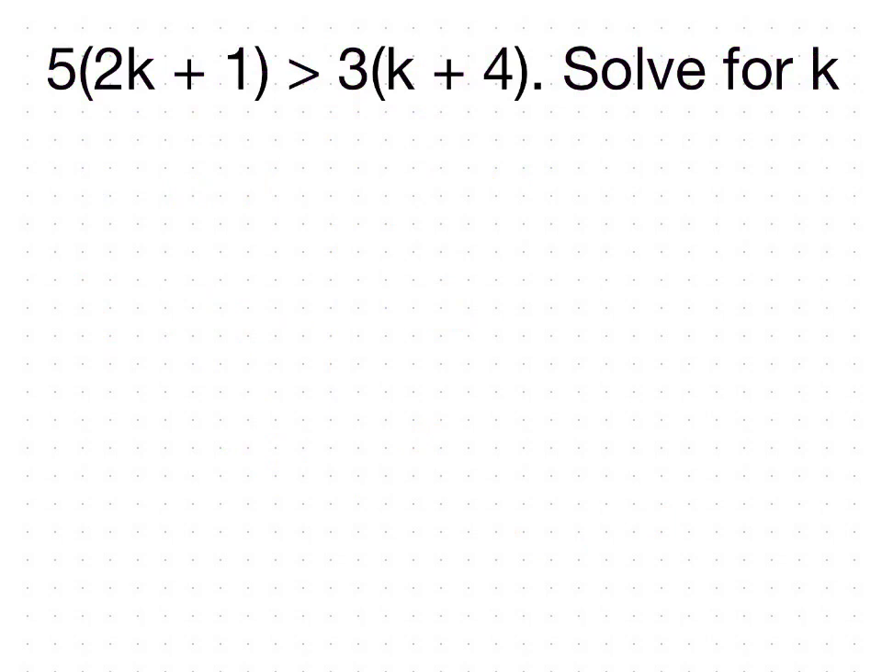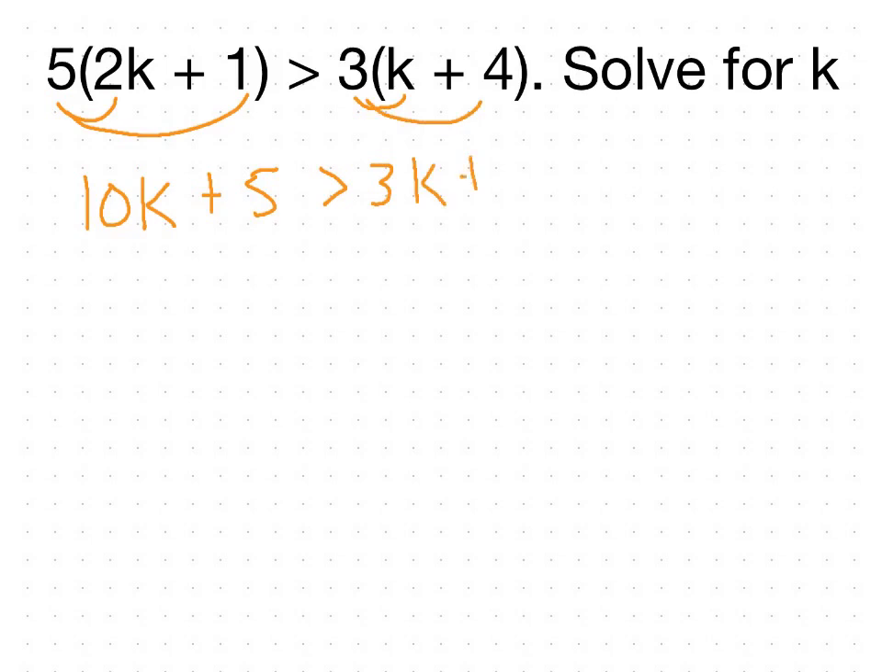One more time. 5 times the quantity 2k plus 1 is greater than 3 times the quantity k plus 4. Again, notice the parentheses, so we've got some distributive property going on. 10 times k plus 5 times 1, which is 5, is greater than 3 times k plus 3 times 4.